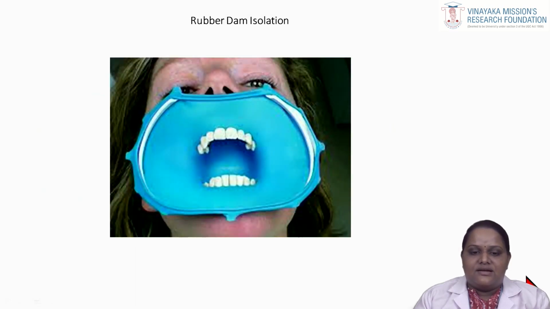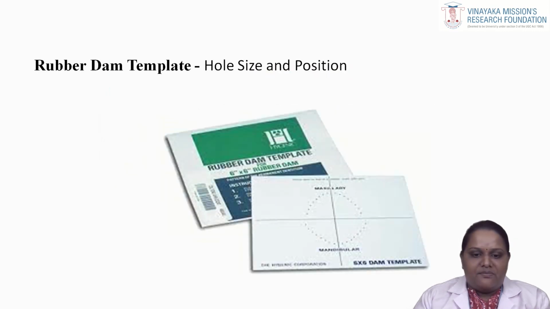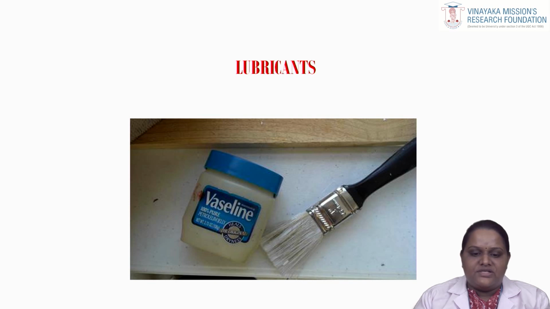So, this is a complete rubber dam isolation picture, and this is a rubber dam punch. This is a rubber dam template which consists of a hole size and position. With a rubber dam template, place the rubber dam sheet over the template and give a mark with a marker pen for the tooth that you are trying to isolate. This is a rubber dam forceps.